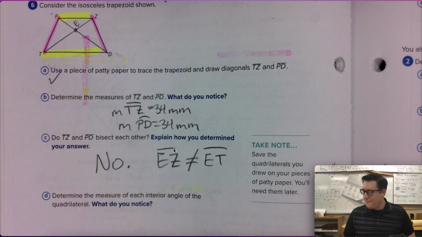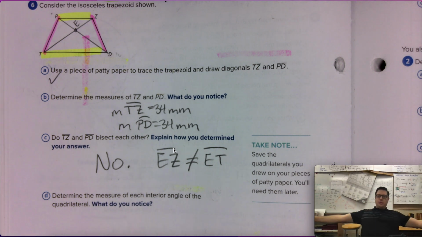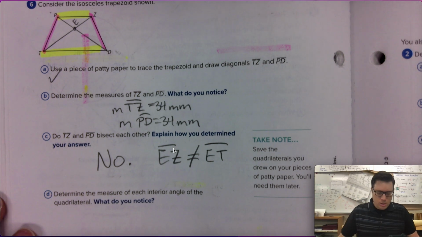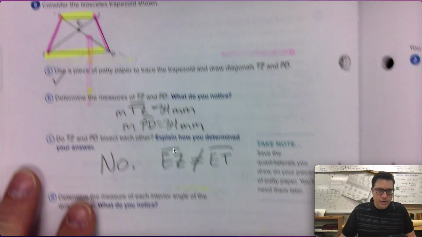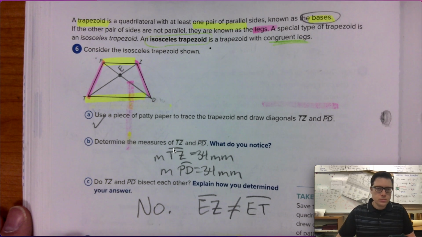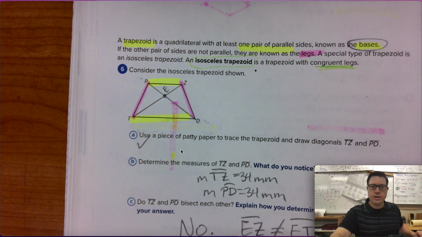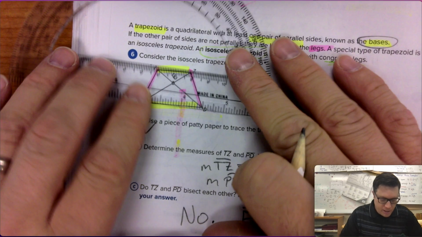What is the reasoning that prohibits you from using the same process to show base angles of any trapezoid are congruent? Well, let's see, let's measure right here. Measure each interior angle of this quadrilateral. I asked a question, see if we can answer it right now with this actual information.